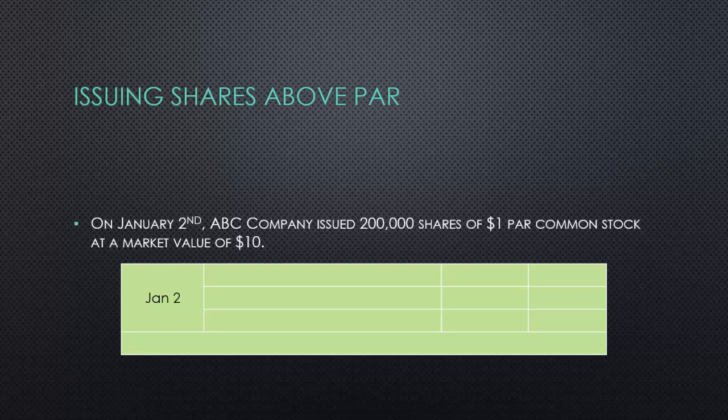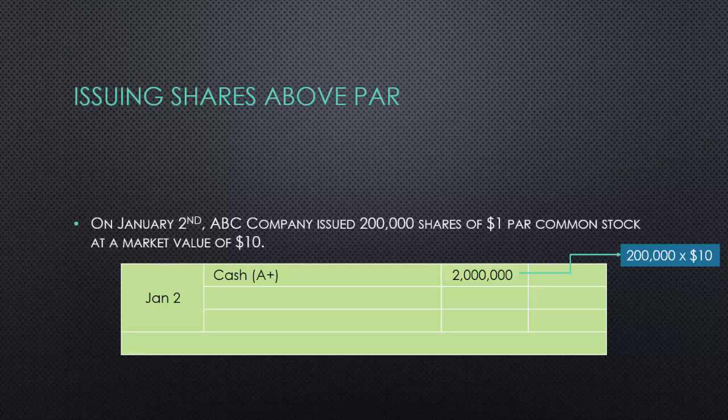We debit what we're receiving for issuing, which is still cash, and the amount that we are going to debit it for is $2 million. Again, how did I get here? I took the number of shares being issued, which is 200,000, and I multiplied it by the sale price. And we're selling these at a market value of $10 a piece. 200,000 times 10, we're getting $2 million in cash for issuing these shares.